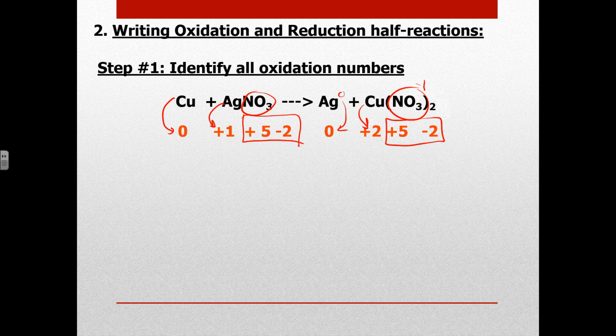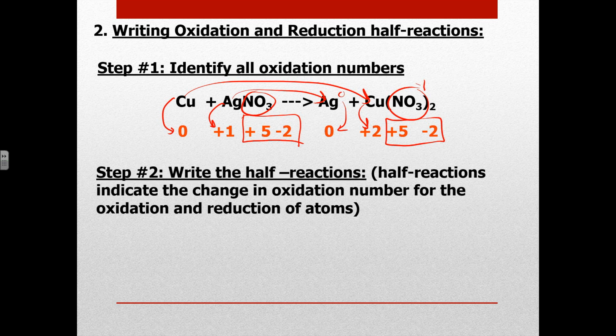All right, so once you know the charges for all of them, now we want to pull out and identify what's being oxidized and what's being reduced. So we've got two things that are changing. Our copper is going to copper +2, and our silver is going from +1 to 0. So because the copper is going up in charge, we say that it is being oxidized, and the silver's charge is going down. So the charge is being reduced. The silver +1 is being reduced.